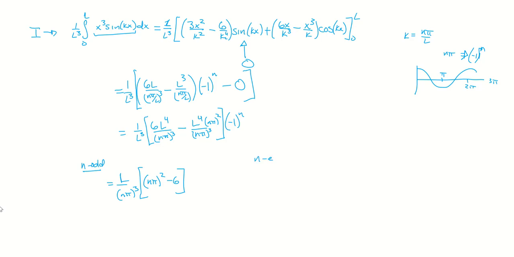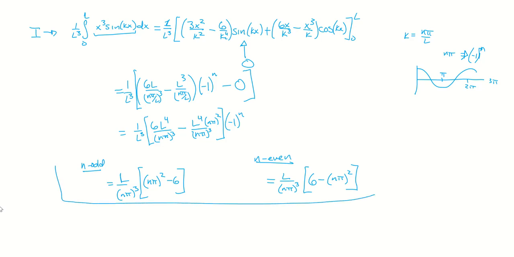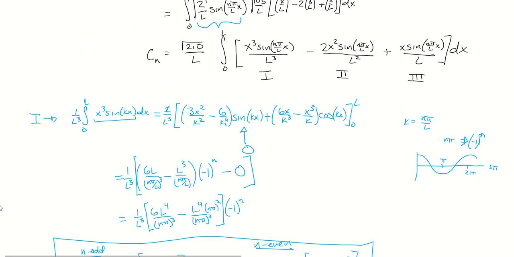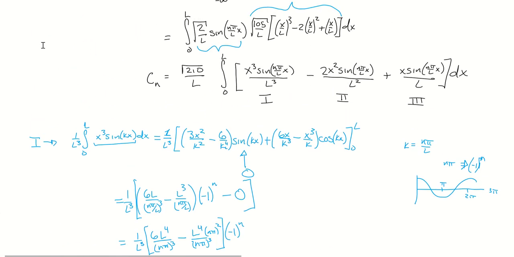If n is even, this ends up being slightly different. It's just this -1 is now just a 1. So we just change the order of what we had here, right? Still L divided by n pi cubed times 6 minus n pi squared. So those are the results of our first integral of our three, if we scroll back up here. So we've done this one.